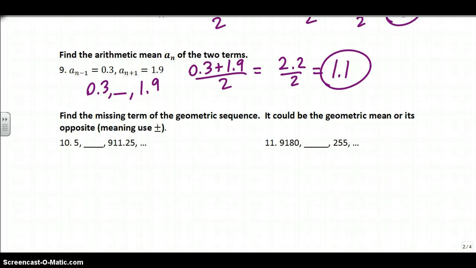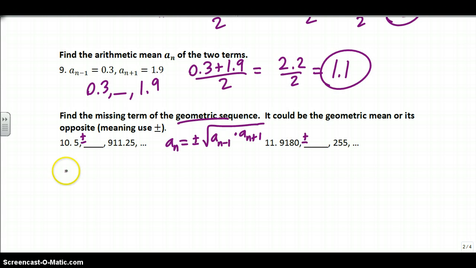Number 10, find the missing term of the geometric sequence. So we're going to have to use geometric mean, which means here's your formula for that. Plus or minus the square root of a sub n minus 1 times a sub n plus 1. Okay. Again, it'll be on there. So I can go ahead and put plus or minus, because I know no matter what, it's already going to have plus or minus, okay? So I'm going to take plus or minus the square root of 5 times 911.25.